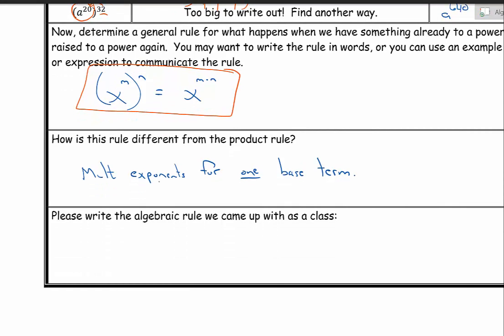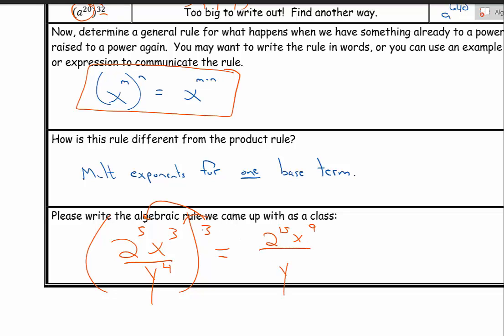Alright, so we're going to multiply exponents for one base term. If you have a power to a power, this one moves all over the place. So let's make it 2 to the 5th, x to the 3rd, y to the 4th, and let's take all of this to the 3rd power. That means we want 2 to the 15th, x to the 9th, and y to the, don't forget the bottom, 12th. And you can imagine if I use negatives any place.